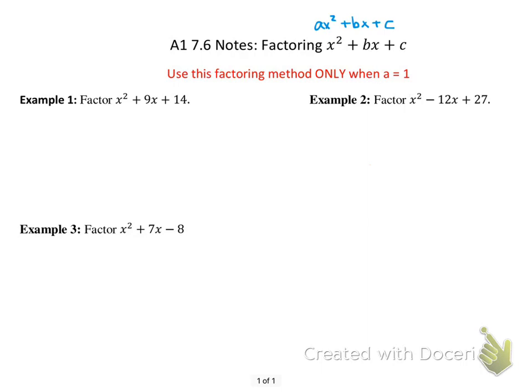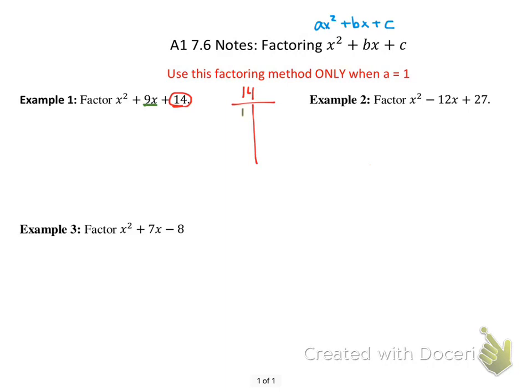Now what you're going to do is you're going to take c, which is always the last number, and find factors of c that add to b. Okay, and remember b is the number in front of x, not x. Okay, it's the number in front of it, so if there were nothing in front of it, it would just be 1. So now let's list our factors of 14.